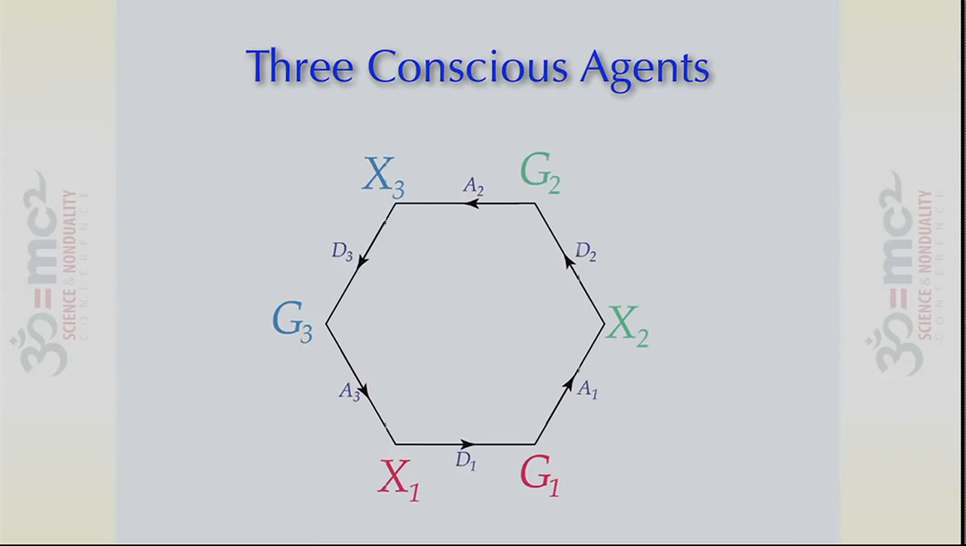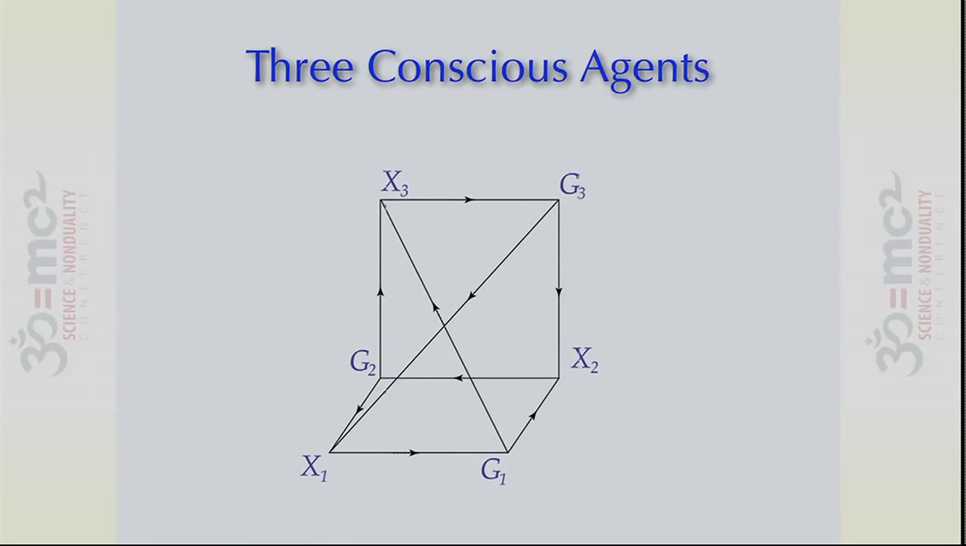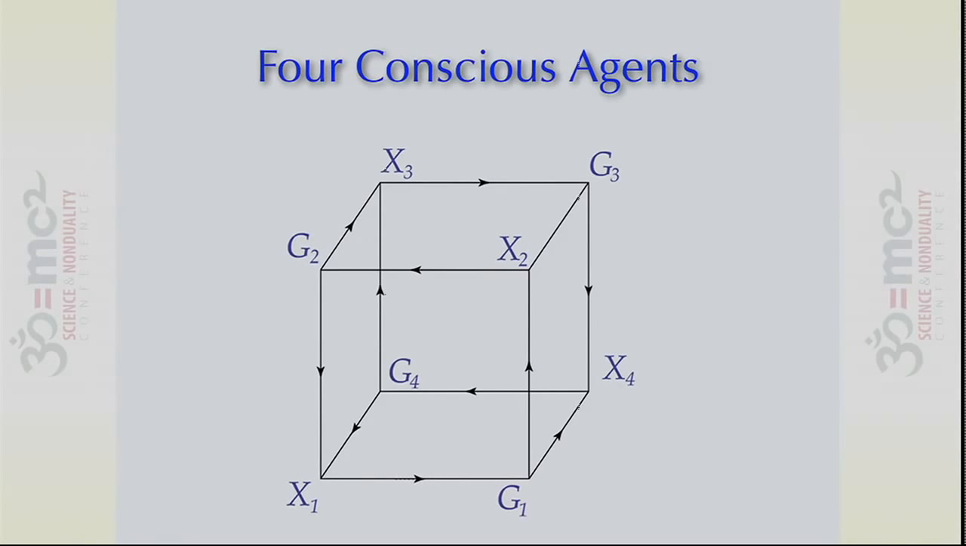You can put three of them together. I'm simplifying. I showed you two, but there's a complete combinatorics. You can put any number of these together. That's one way to put three together. Here's another way to put three together. Have them all interacting. You can put four together. So all of a sudden you get very interesting lattices of arbitrary complexity of interacting conscious agents.